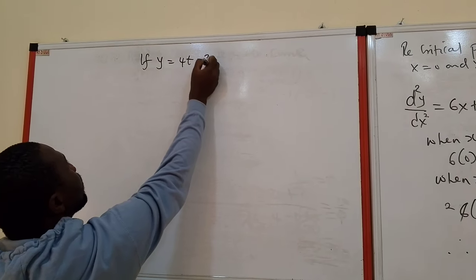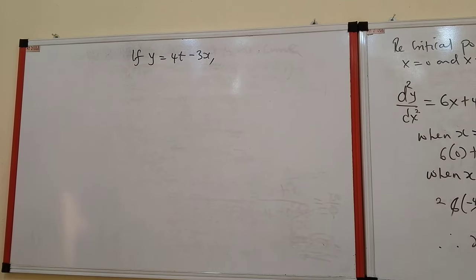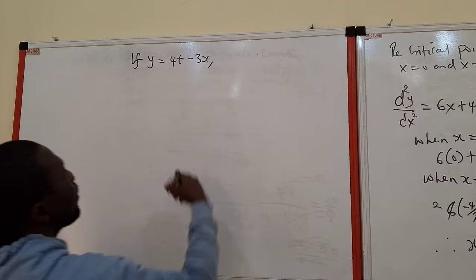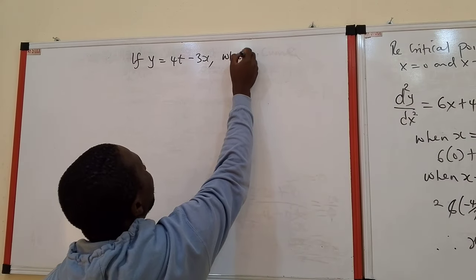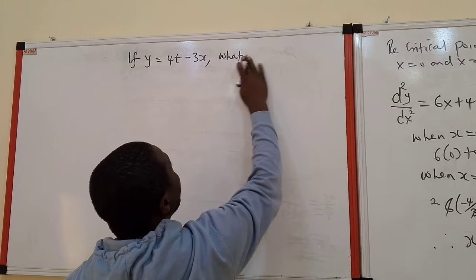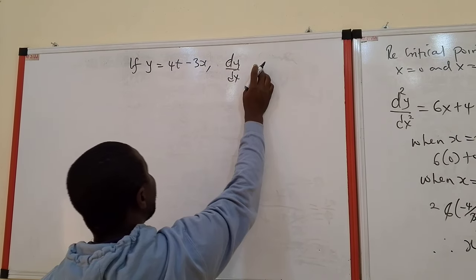Minus 3x. What is the value of dy by dx? Find dy dx. You have to look for dy by dx as well. What is it?